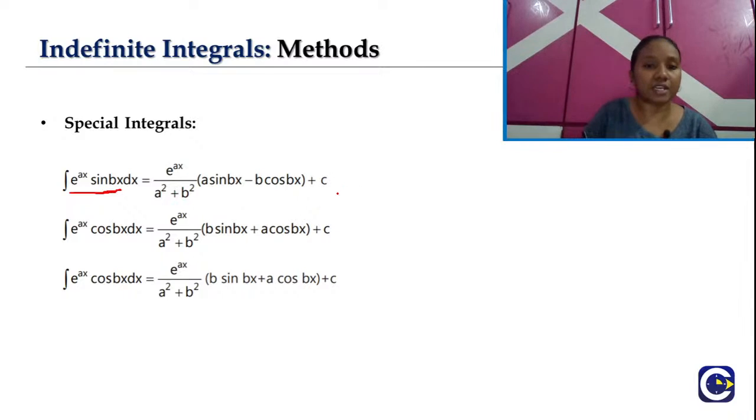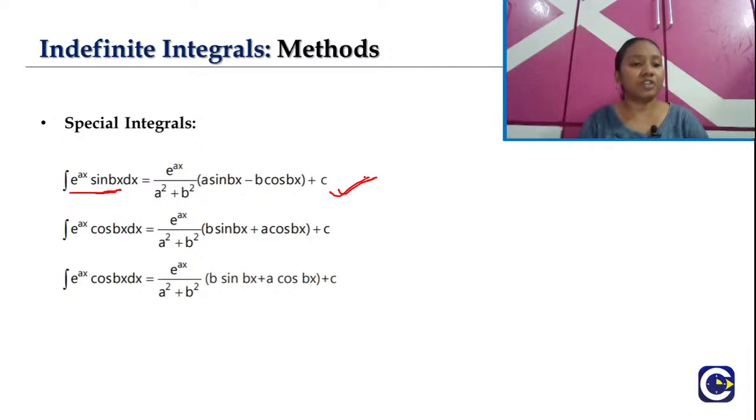So then directly my integration of this function will be equal to e power ax by a square plus b square, the whole into a sin bx minus b cos bx. Similarly, for cos also we have a formula, e power ax cos bx dx. So it's like some standard special integrals here.